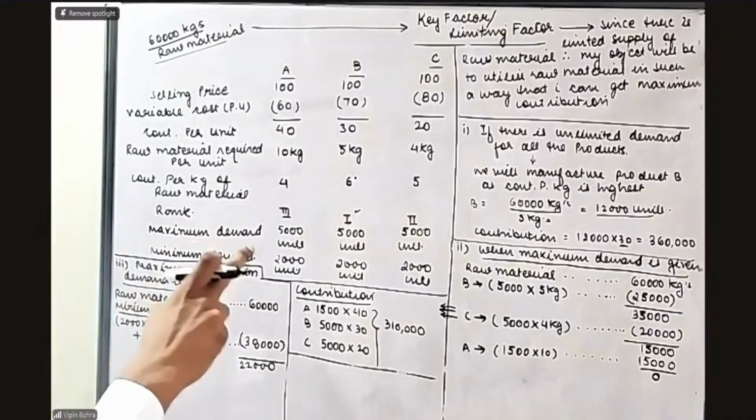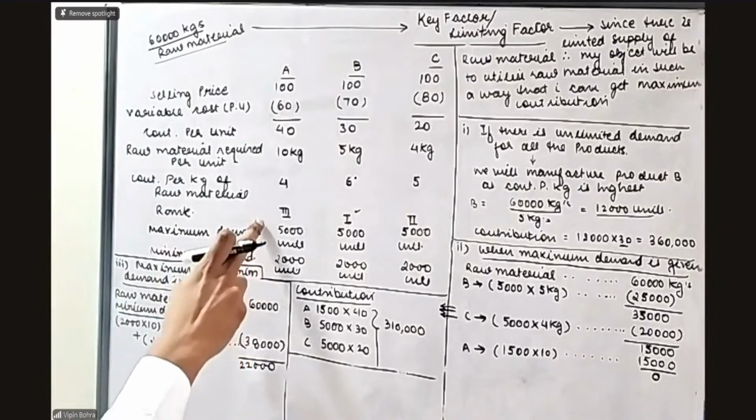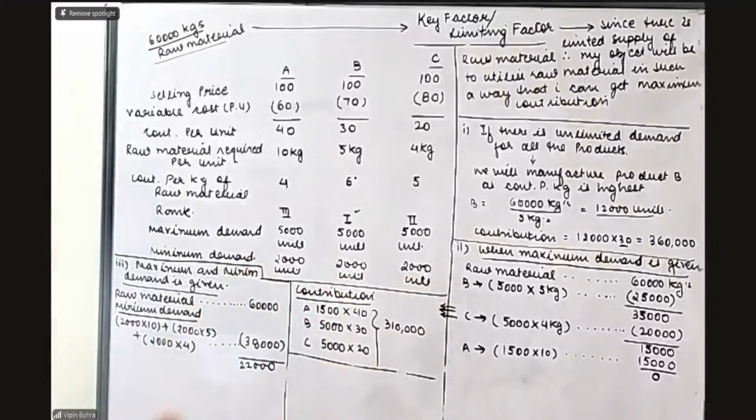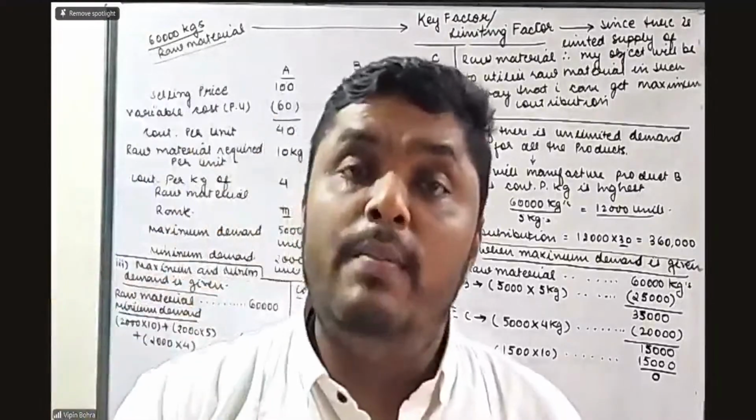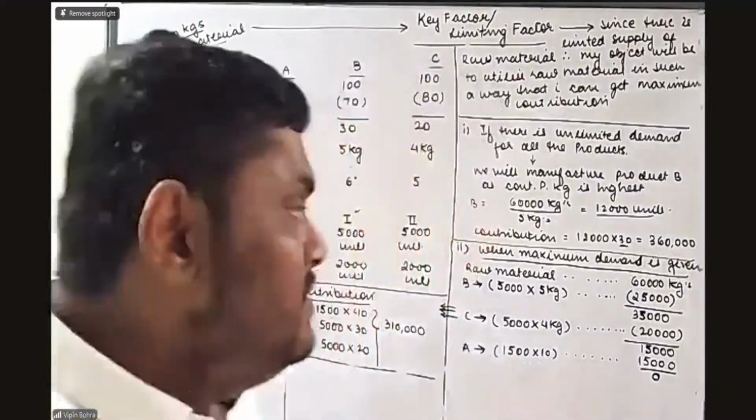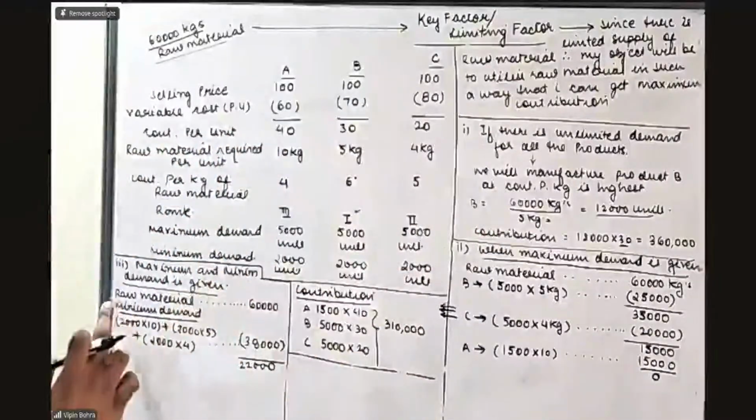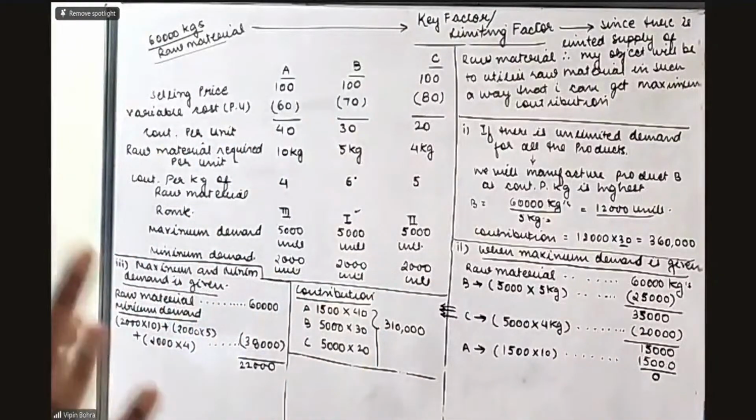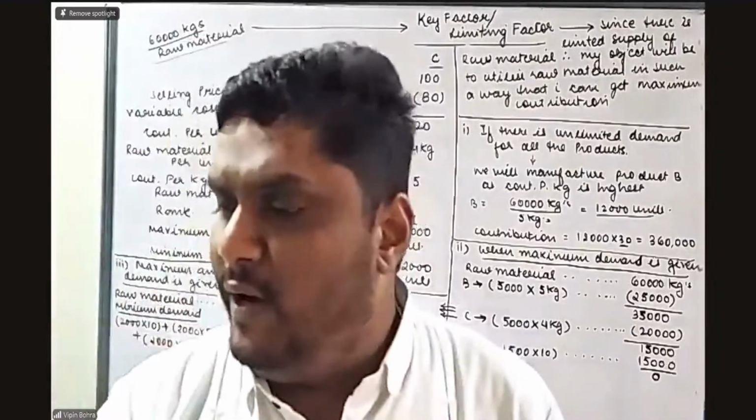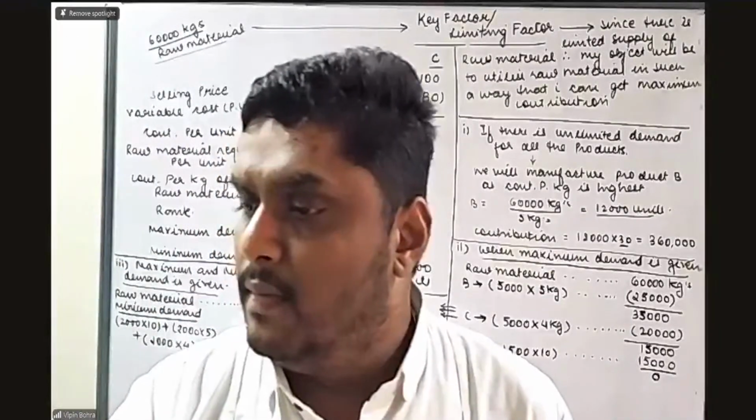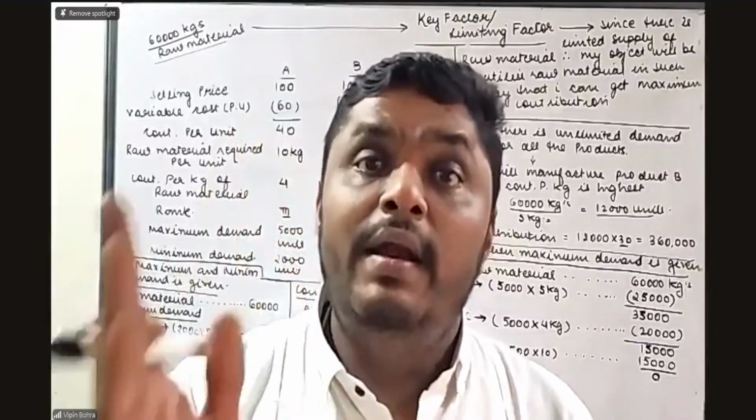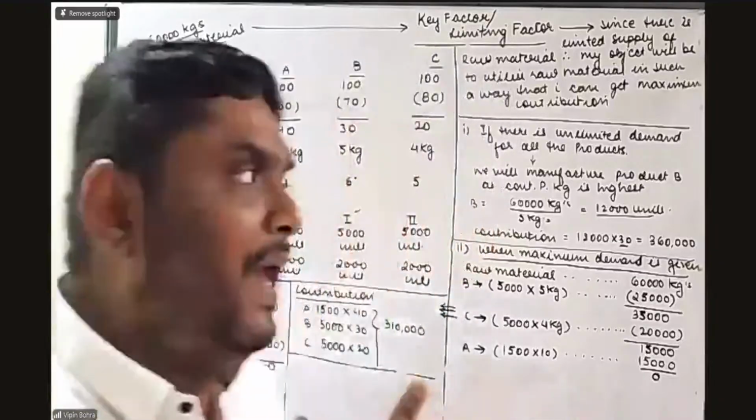I repeat again, since maximum and minimum demand both are given in the question, so let's fulfill the minimum demand because we cannot manufacture fewer units than this. So let's fulfill the minimum demand for all the three products, 2000, 2000, and 2000. Now, once minimum demand is fulfilled, now we will move towards the priority.